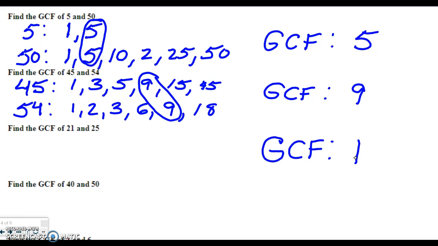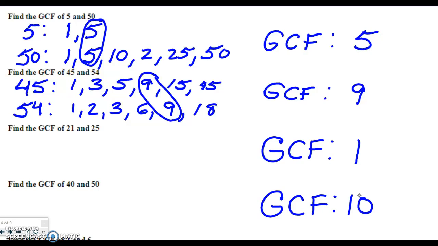All right, so between 21 and 25, there's really not a number other than 1 that goes into both. And then 40 and 50, again, if you want to try this one, go ahead. Pause it, and when you come back, here's your answer. Okay, so that's how you find the GCF.